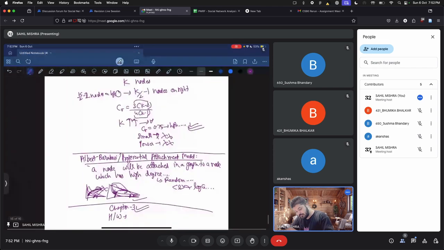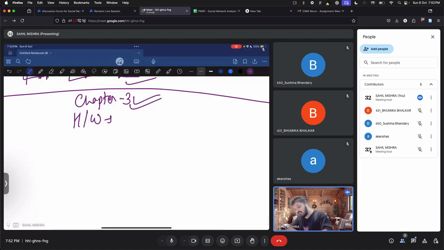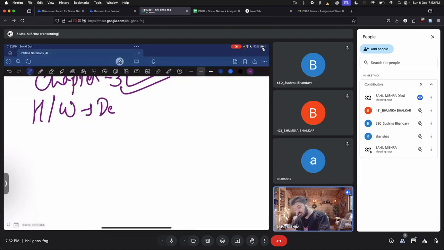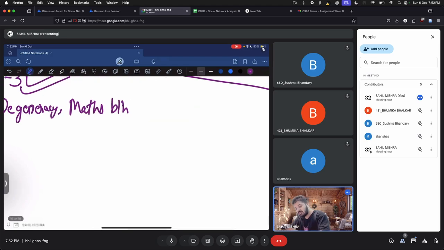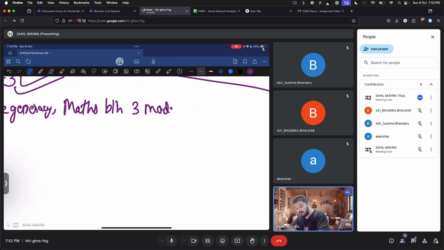Degeneracy. We will discuss it if you don't understand. It's a very simple concept. Degeneracy. And then study the maths behind these three models. Very basic maths is there.